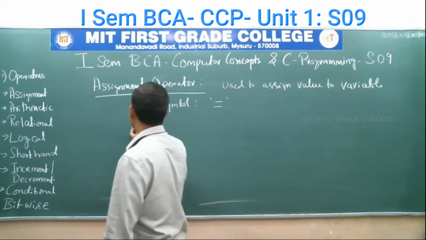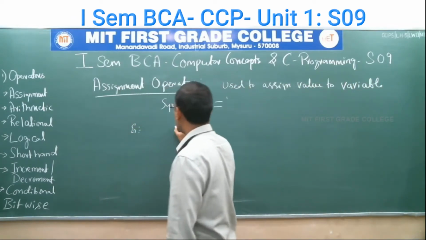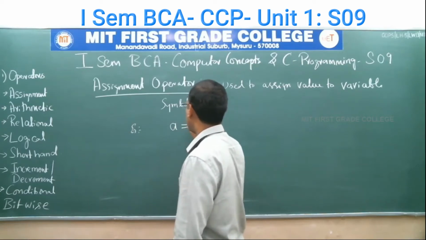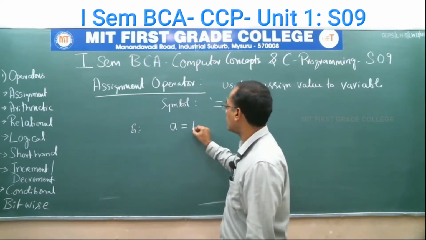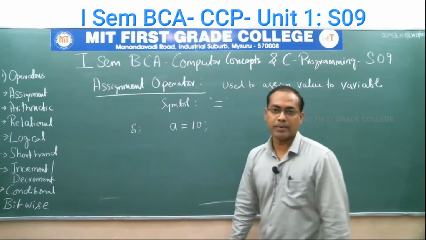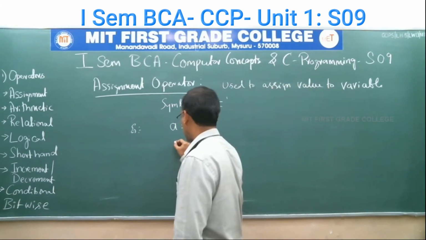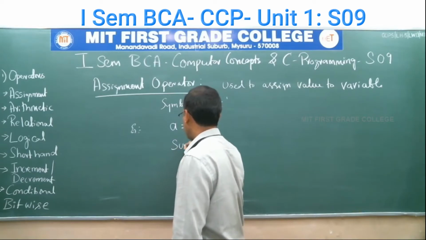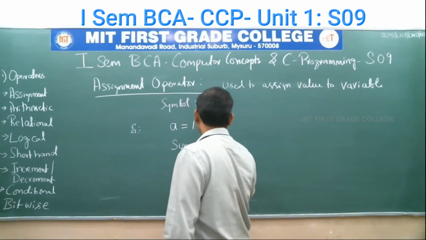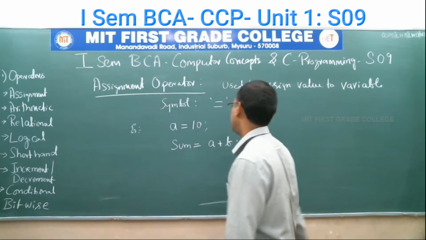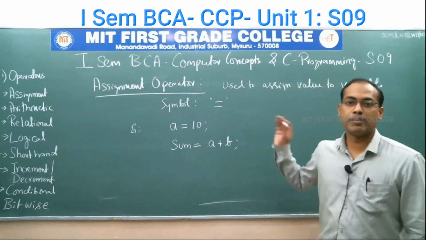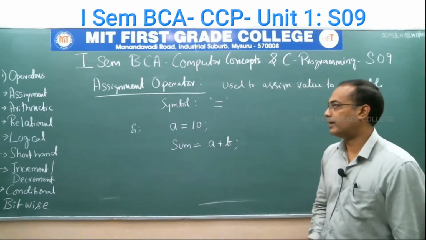Okay, example, suppose there is a variable called A and I want to assign a value 10, I can use an assignment operator. I can also use it as an expression. So suppose sum is equal to A plus B. So this is the purpose of assignment operator.